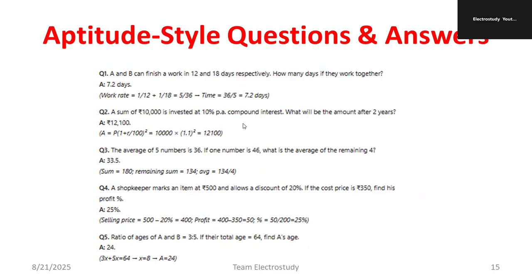Similarly, simple interest and compound interest. Then average, the problems on average. Then profit and loss: selling price, cost price. What is the relation between selling price and cost price? Then profit, loss, gain. Those formulas you have to remember. Similarly, ratio and proportion. Ratios and proportions are also very, very important.